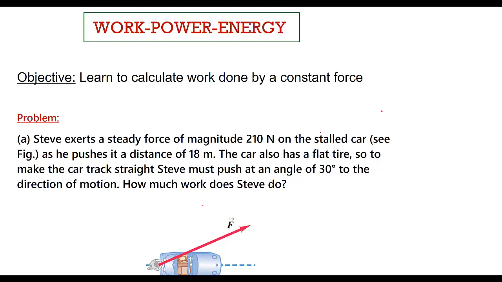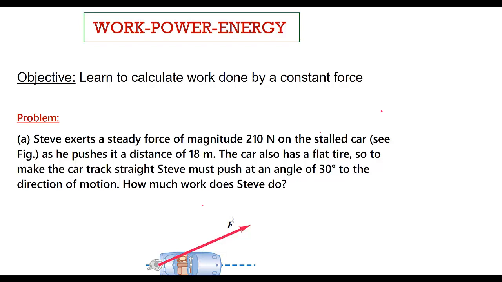Hello friends, in this video we will learn how to calculate work done in case of a constant force. So if a constant force is acting on a body, how do you calculate the total amount of work? Basically there are two ways by which you can calculate the work done. The first one, in which you simply apply the formula, and the second, in which you use the vector dot product.